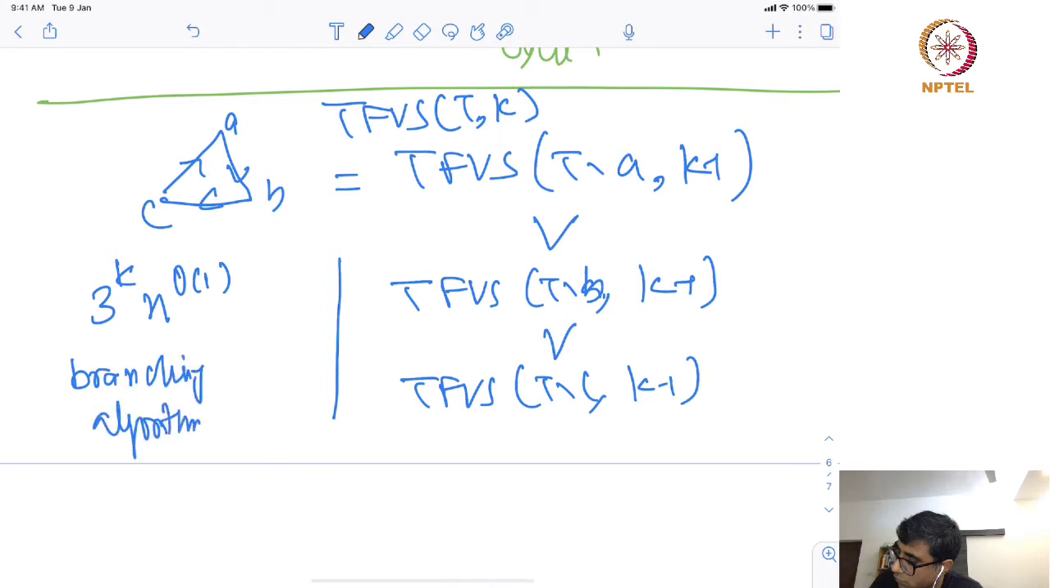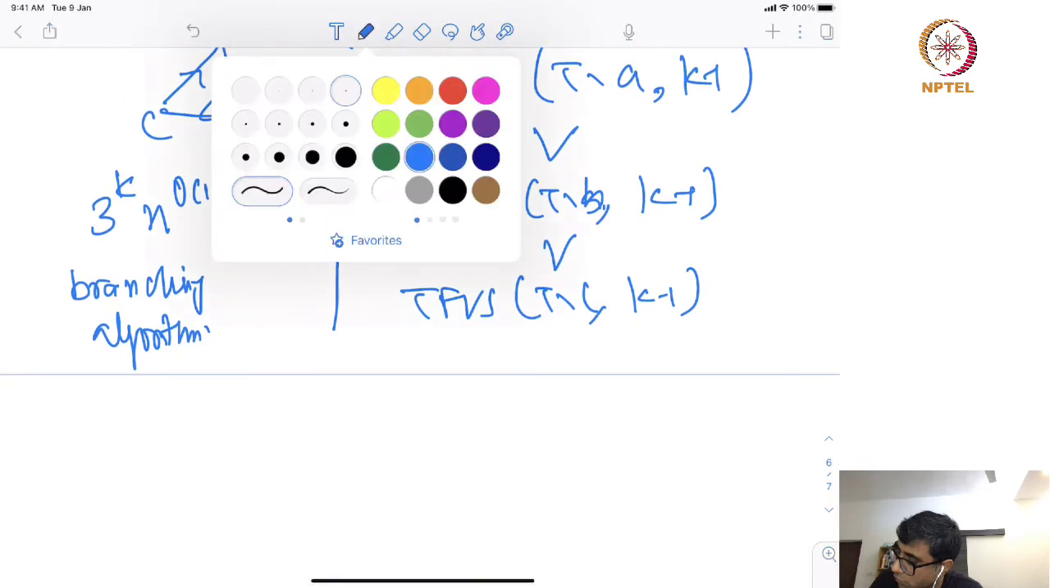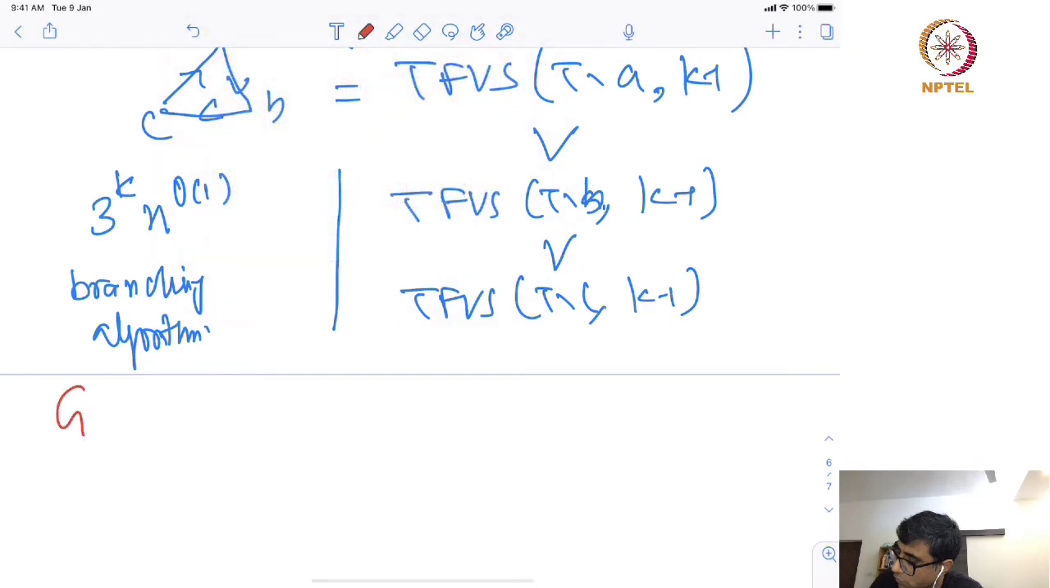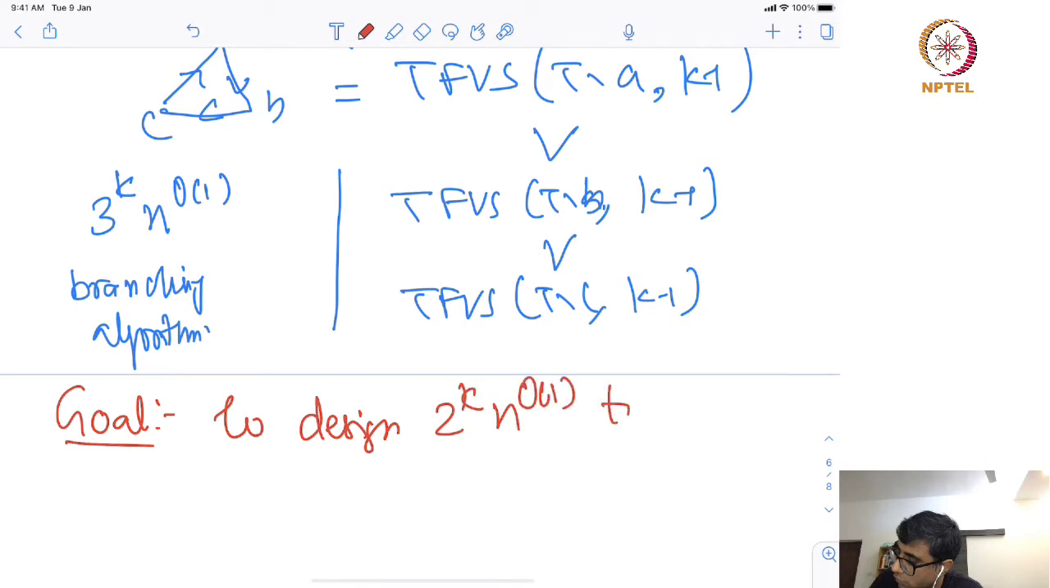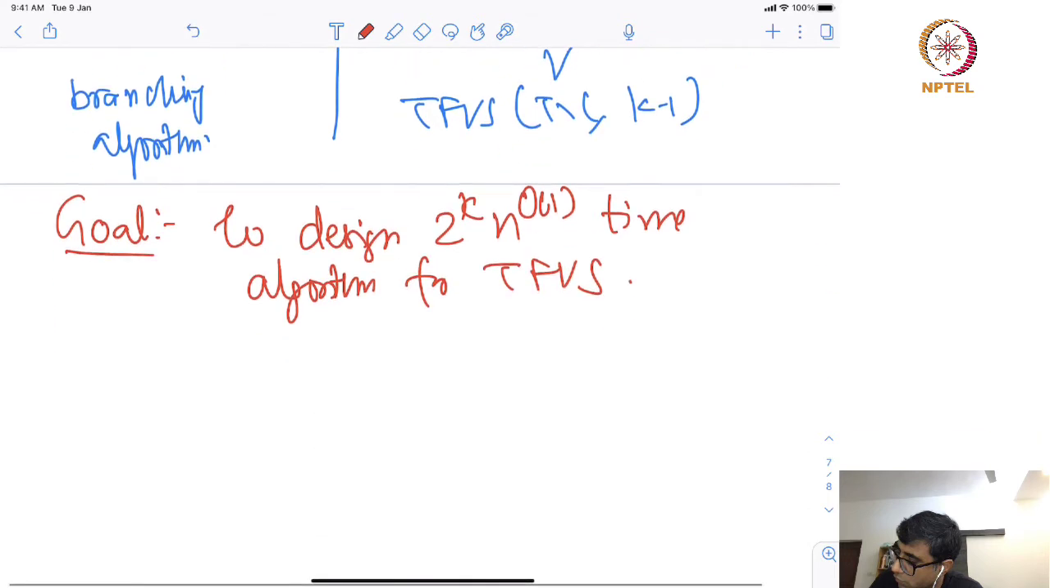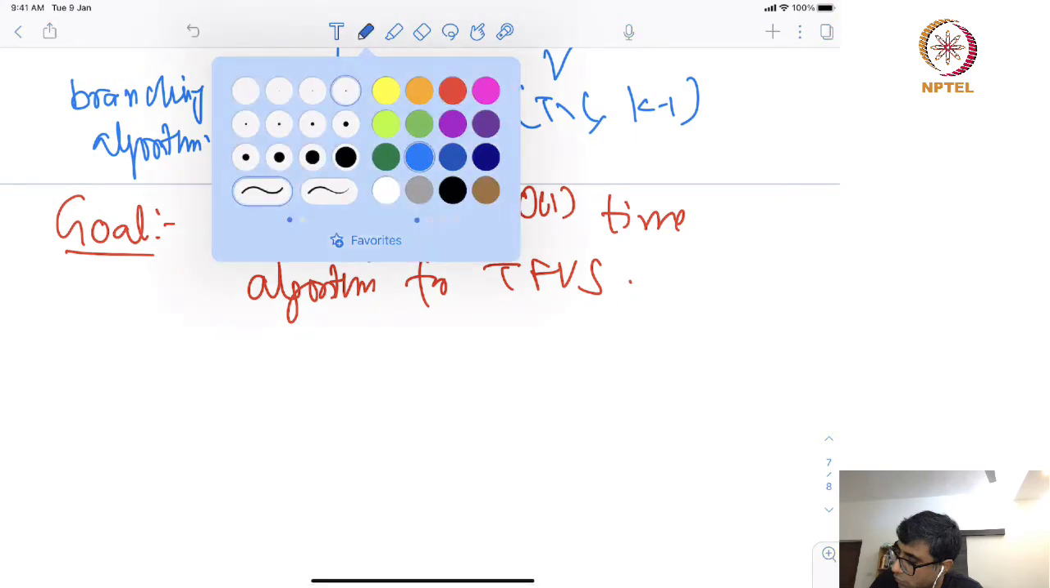What we are going to do is to design a 2 to the power k times n to the power big O of 1 time algorithm for TFVS. Okay. And how will we do it? We will see.